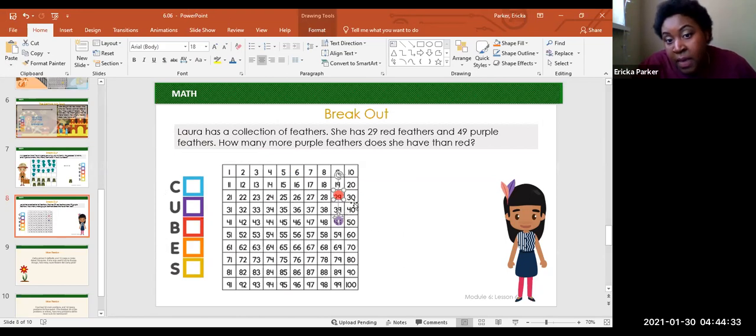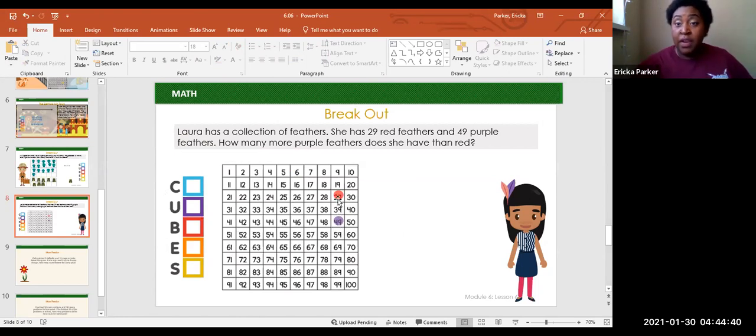Okay. The best method that we have seen so far is, if you're adding, you're going to jump further down the hundreds chart, or if you're subtracting, you are jumping what? You are jumping up. So let's take a look here. You got 49 minus 29. So let's see what we got here.